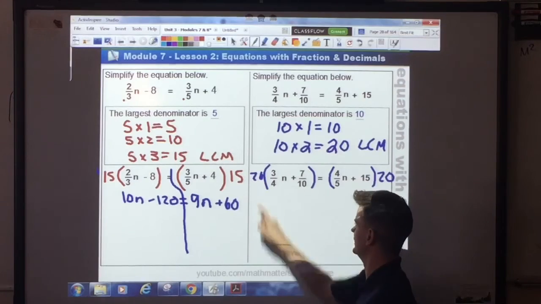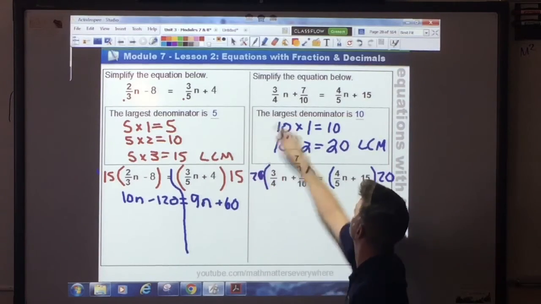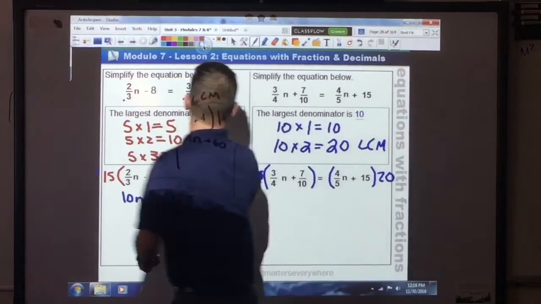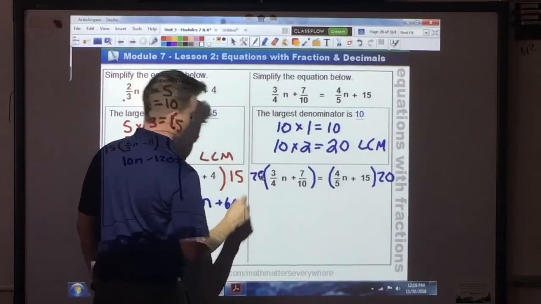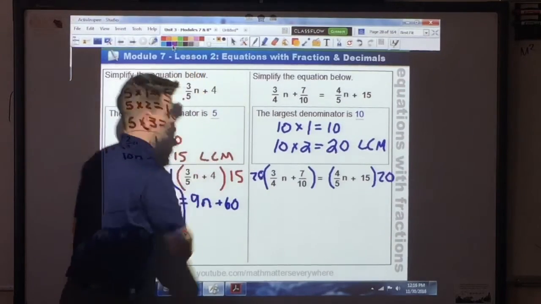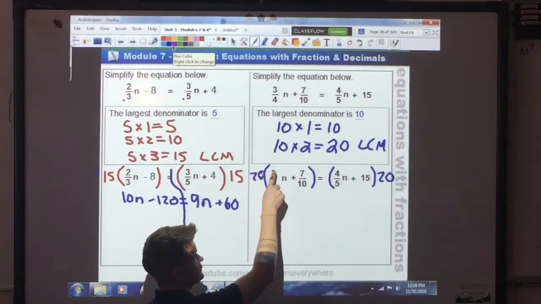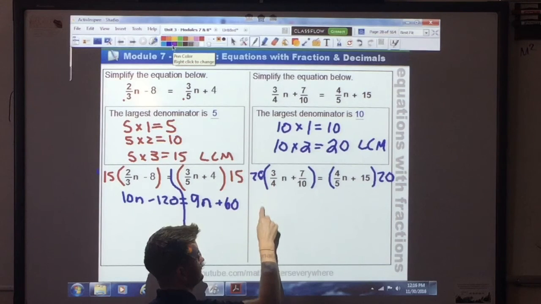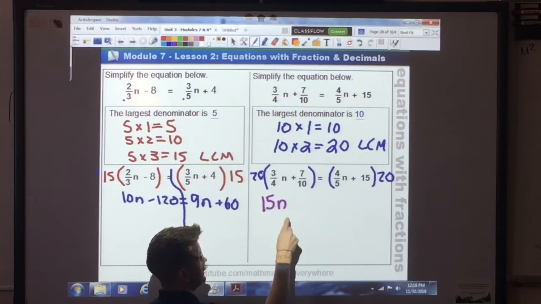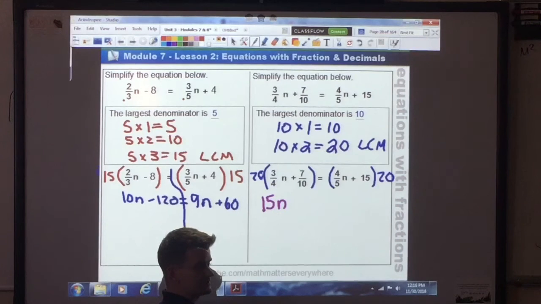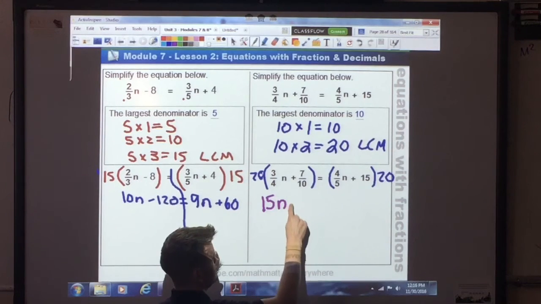20, and that's a 0 over there. All right, so we multiply. Same process. 20 times 3 is? 60 divided by 4 is? 15. So 15, bring down the n. 20 times 7 is? 140. 140 divided by 10 is? 14.